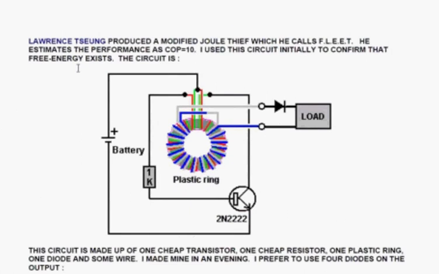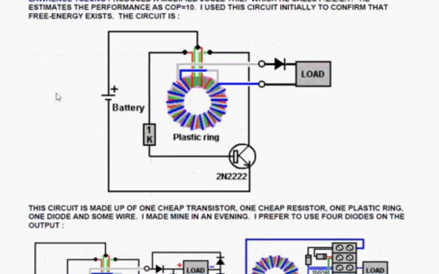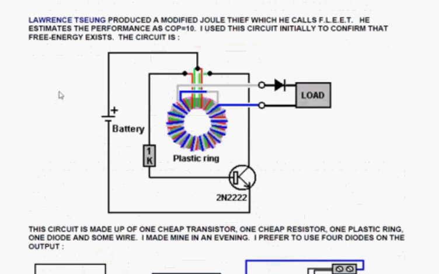Now, Lawrence Chung also started with the Joule Thief. He calls his system FLEET, Fleet. He reckons that the performance of this particular design is COP of 10. In other words, 10 times more power out than in. I personally use this circuit to check that free energy definitely does exist. But I go on to that in a minute.